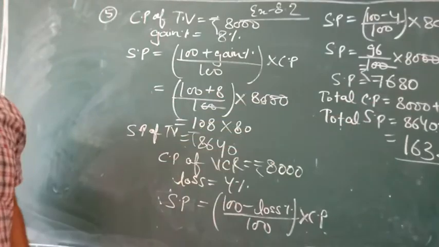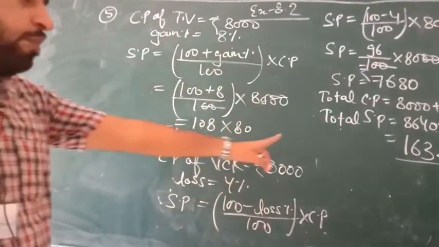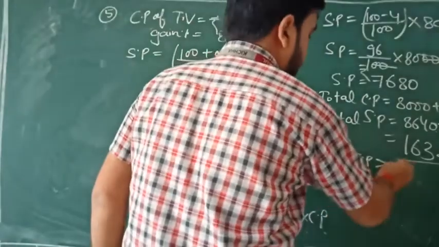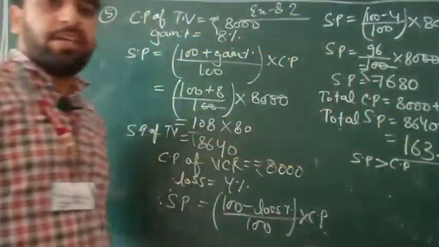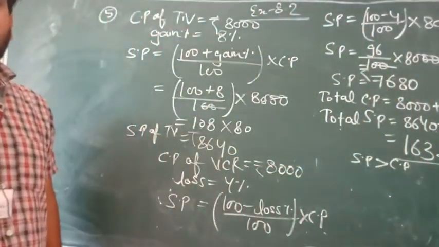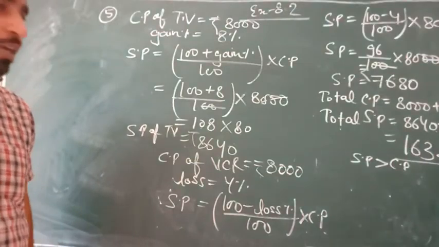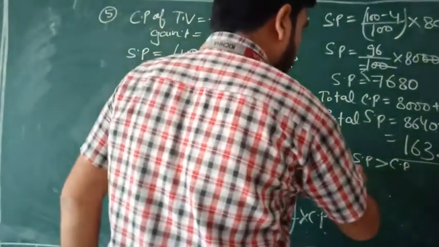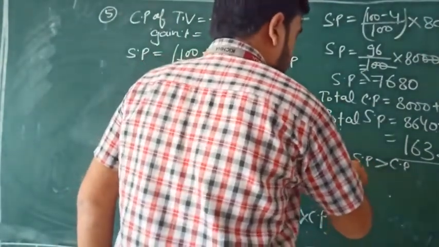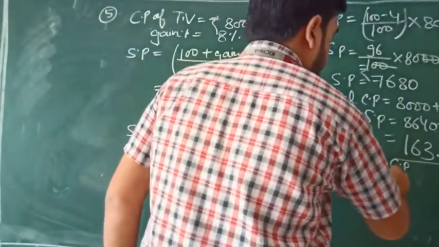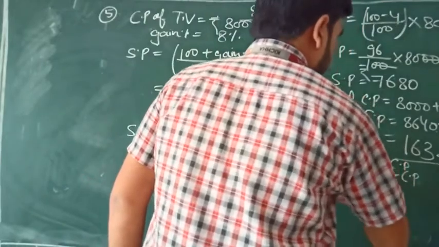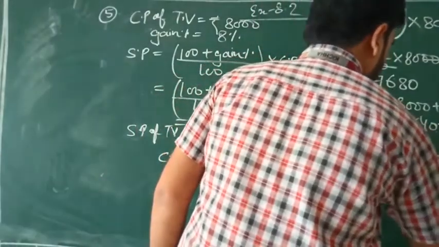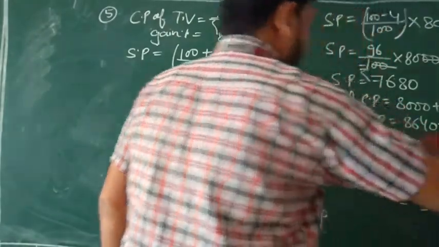What is there, profit or loss? Remember one thing: if SP is greater than CP, then that is always the case of profit. So here is obviously profit, and you can calculate the gain or profit by SP minus CP. So SP minus CP means 16320 minus 16,000. So this will be 320.